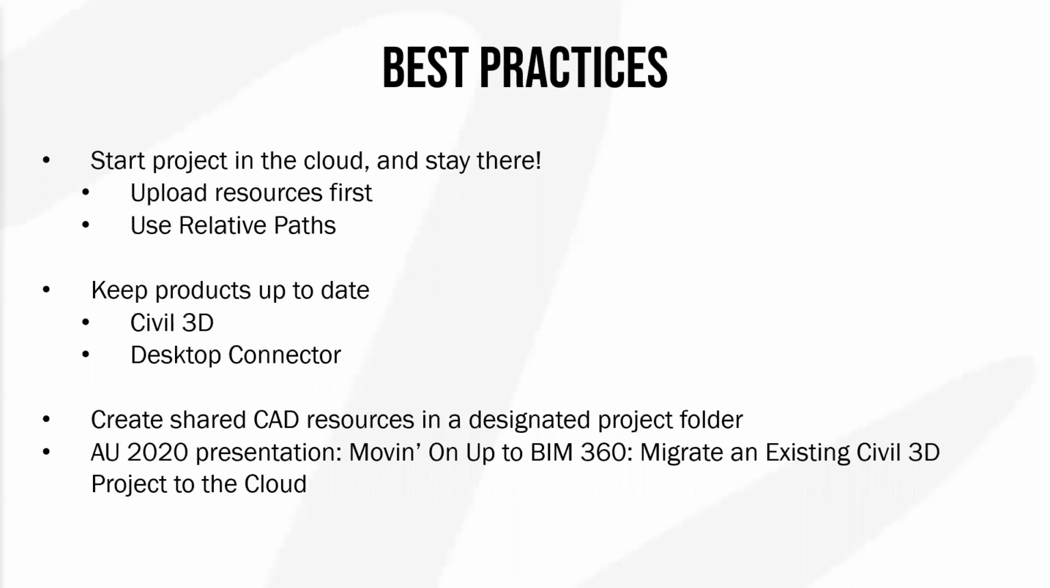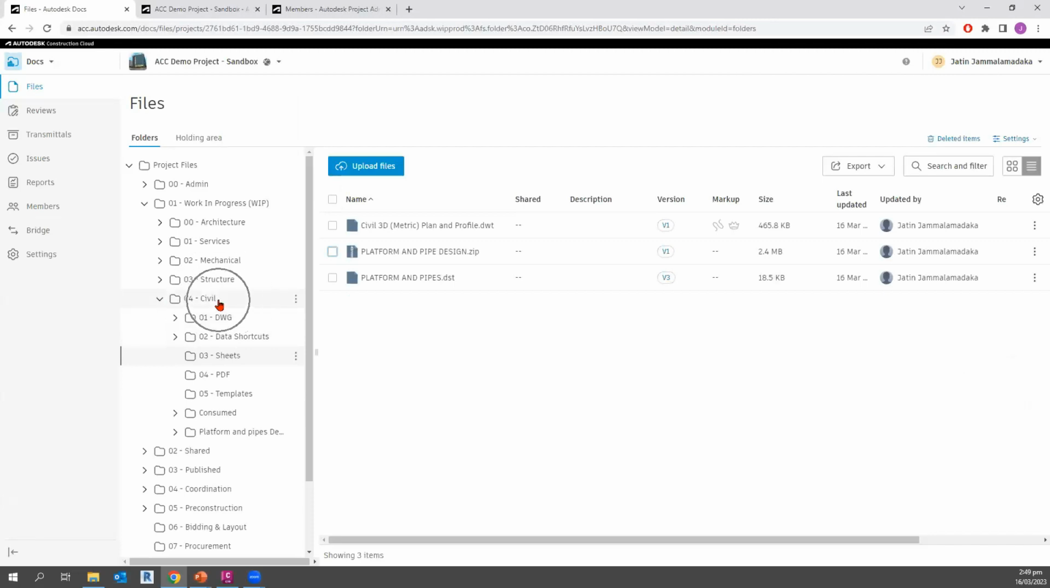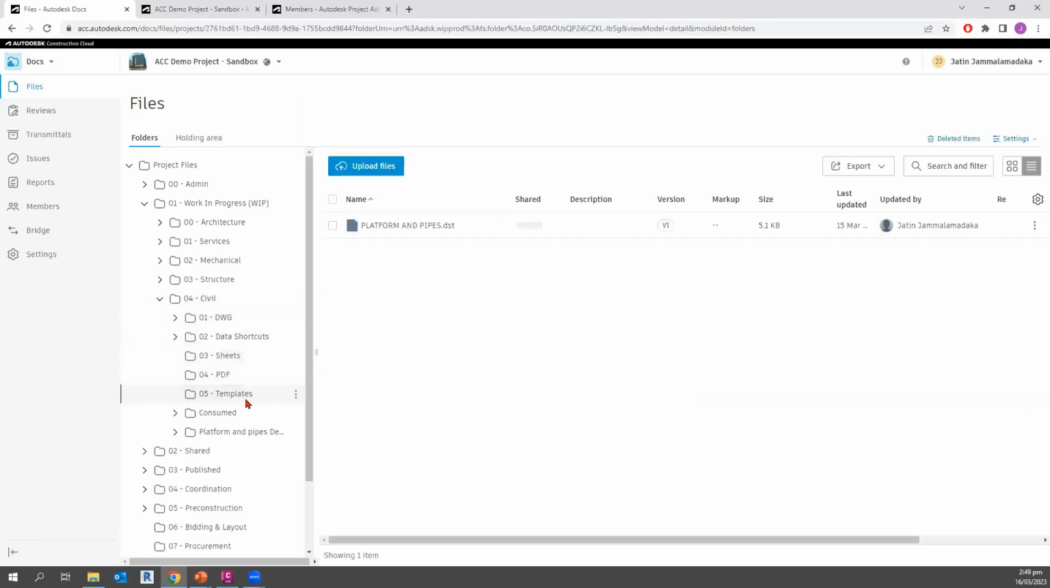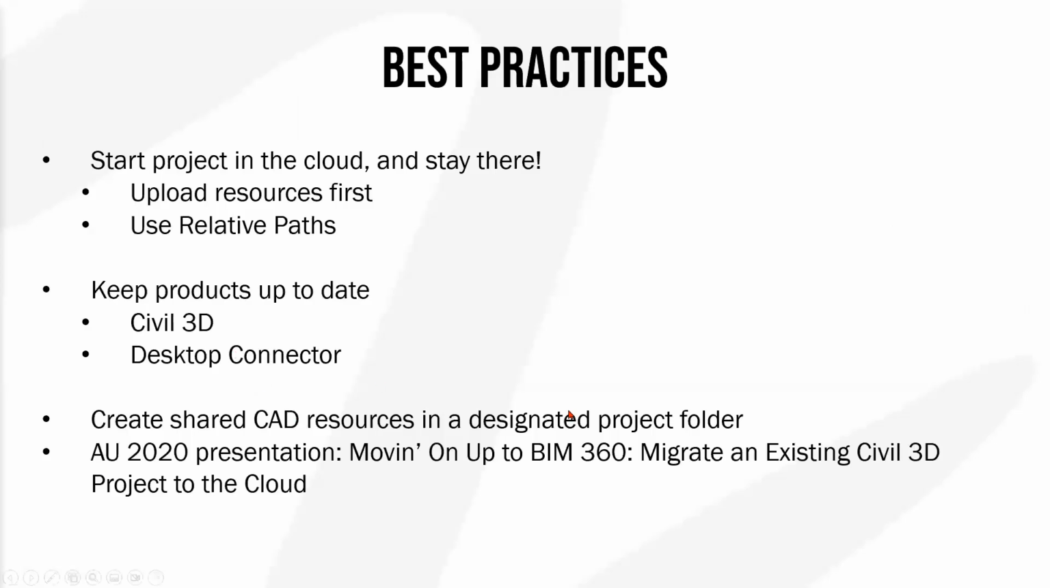Awesome. So that was a little bit around the sheet set manager. Before we get into questions, just a couple of best practices to follow if you want to start incorporating ACC into your Civil 3D workflow. Make sure you upload the resources first before you upload the design file. What I mean by that is, for example, in my civil file, make sure you set up your DST files and any references, et cetera, before you go ahead and create your DWGs, because it'll be much easier for you in terms of data shortcuts to get that up and running.